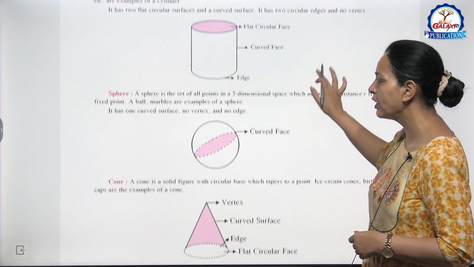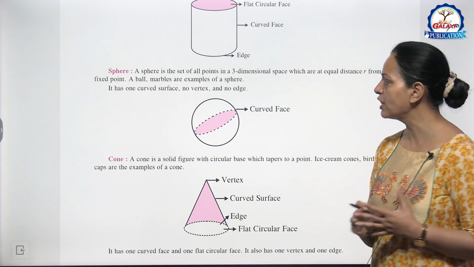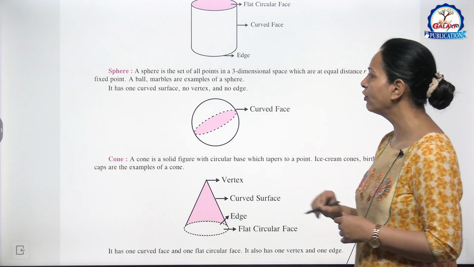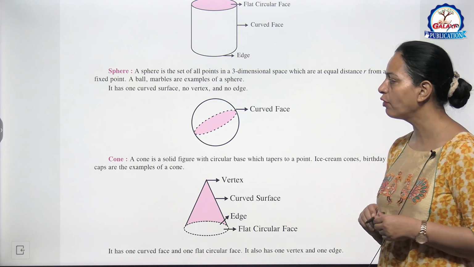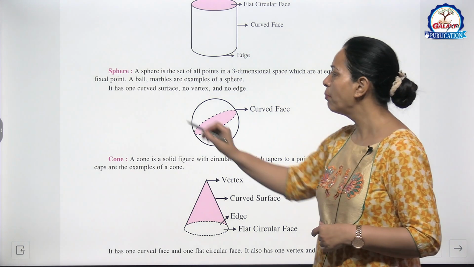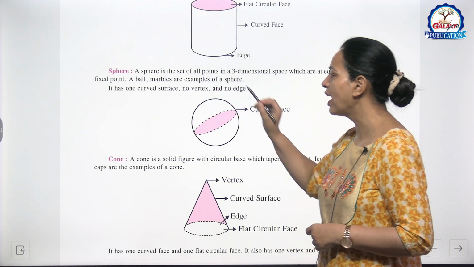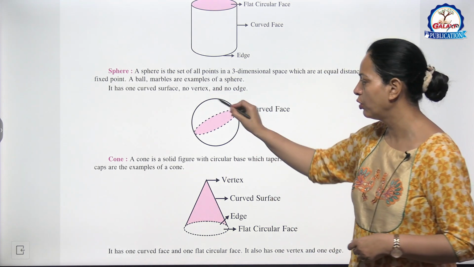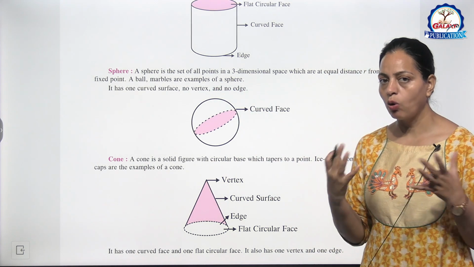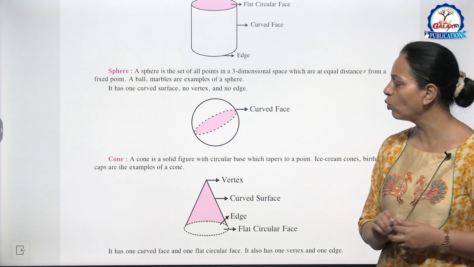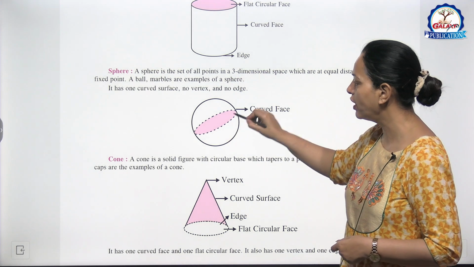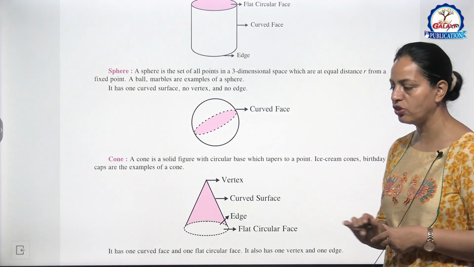Now come to next, a sphere. A sphere is the set of all points in a 3-dimensional space which are at equal distance r from a fixed point. A ball, marbles, these are examples of a sphere. You have seen ball, globe, so these all are examples of a sphere. It has only one curved surface, no vertex, no edge, right?